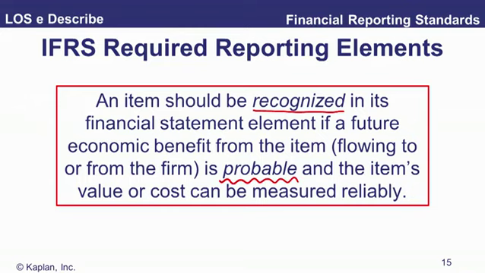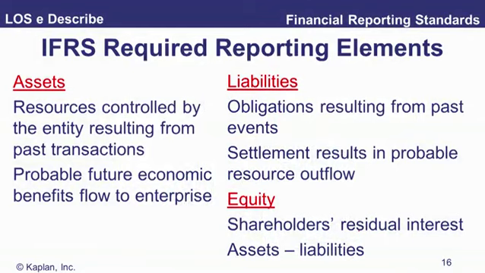And then finally, the item's value or cost can be measured reliably. In other words, this is all about, can we put a monetary value on the item? So, in other words, we're going to include an item in our financial statements if it results in inflows or outflows of benefits that are likely and we can ascertain the monetary value.